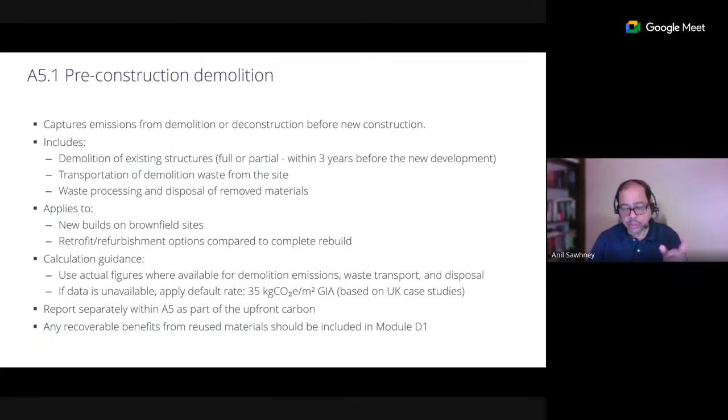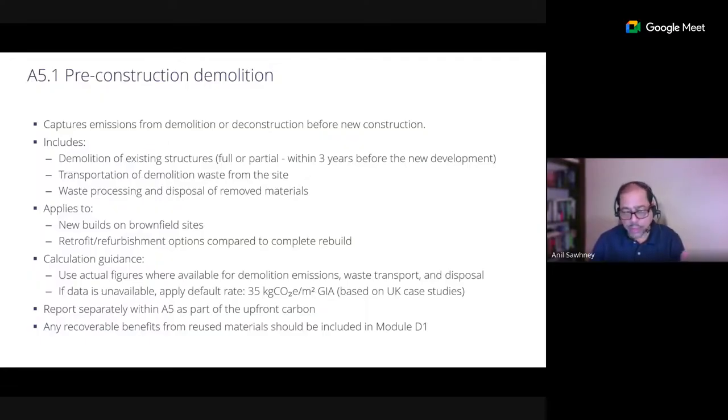emissions calculations. Obviously, you want to only do that when there is demolition as part of your project and assessment. So try and report separately within A5 as part of upfront carbon. You can have A5.1 reported separately. Any recoverable benefits from reused materials should obviously go into module D and as part of D1.